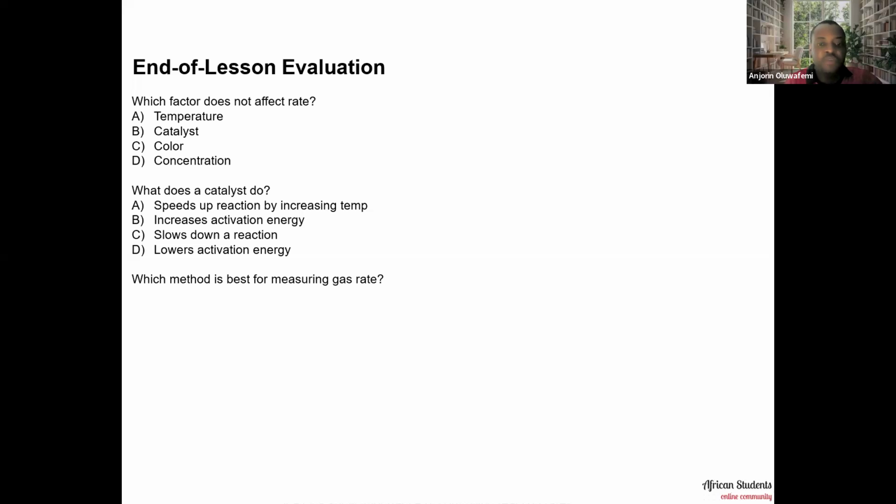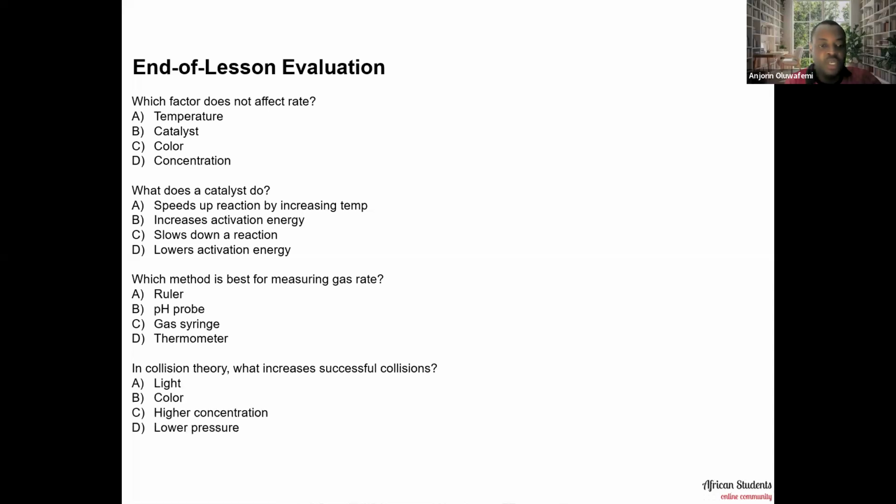Which method is best for measuring gas rates? Is it a ruler, pH probe, gas syringe, or thermometer? In collision theory, what increases successful collisions? So please let me know what your answer is in the comment section, and then I will let you know if you're correct or if you're wrong.